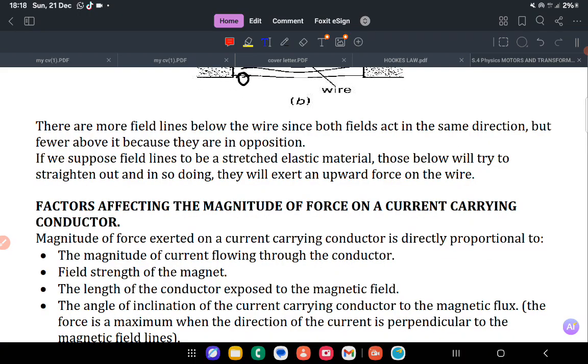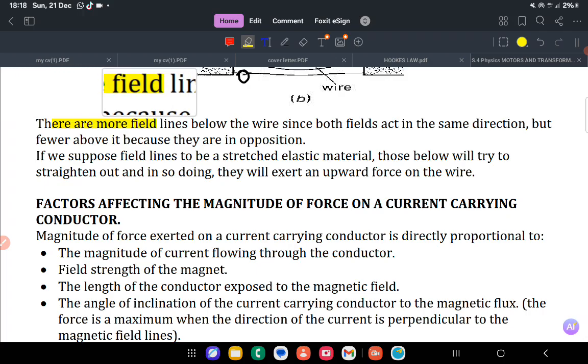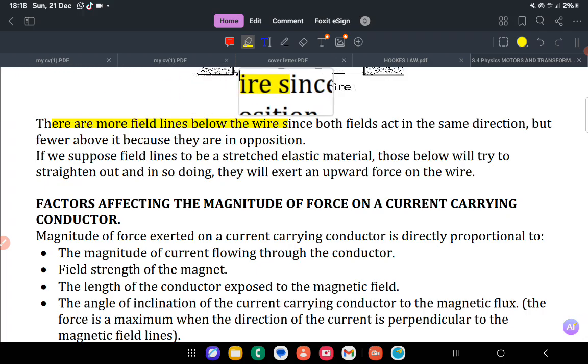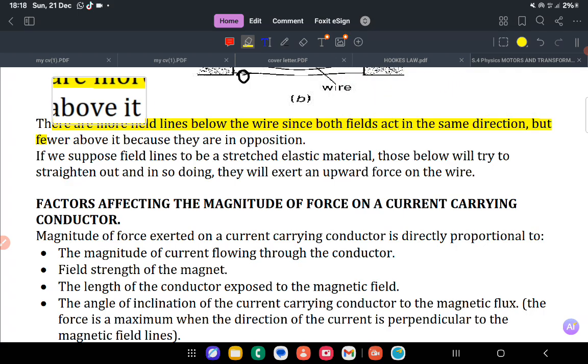So if we suppose the field lines to be stretched elastic material, those below will try to straighten out, and in so doing, they'll exert an upward force on the wire. Take note, we are saying that there are more field lines below the wire since both fields act in the same direction, but fewer above it because they are in opposite directions.